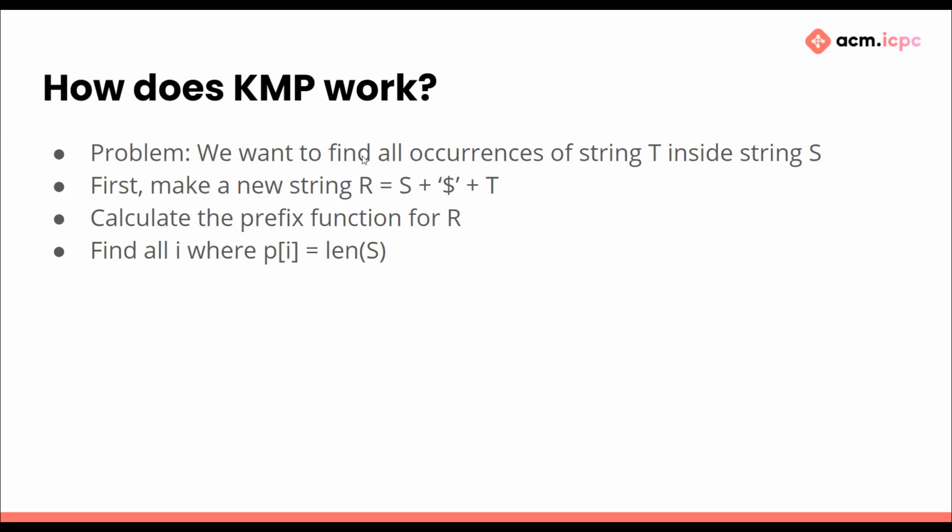Or sorry, wait, actually, I have a small typo. So it should be t plus $ sign of s. Yeah, so it should be t and s should be flipped around. But the idea should be the same, where we're using the prefix function to find the location of all the occurrences by checking whether or not the prefix function value is equal to the length of t, because we put t in the beginning of string r.